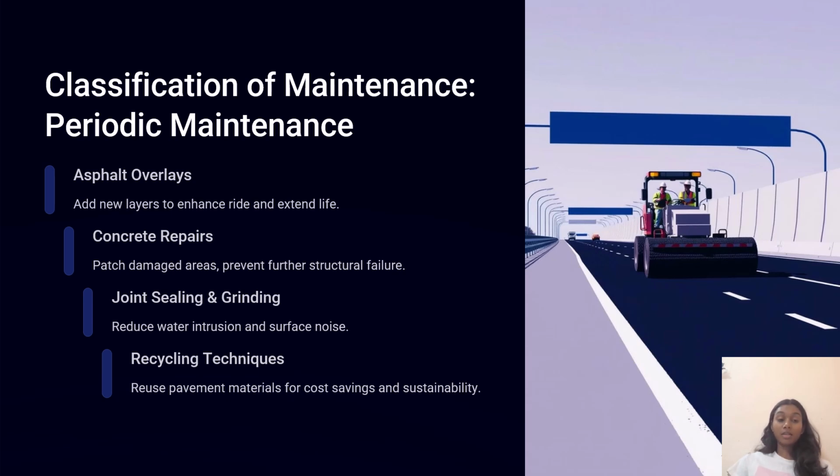Now, the second type of maintenance is periodic maintenance. What is periodic maintenance? Periodic maintenance is like giving the road a scheduled tune-up after some time, even if there is no major visible damage. It includes things like resurfacing, applying a new layer of asphalt, or renewing the road shoulders. These are planned activities done every few years to keep the road strong and smooth.